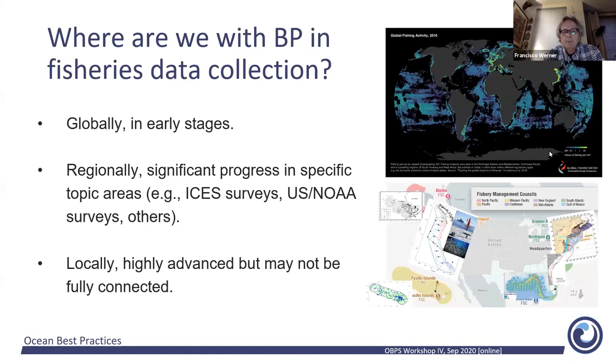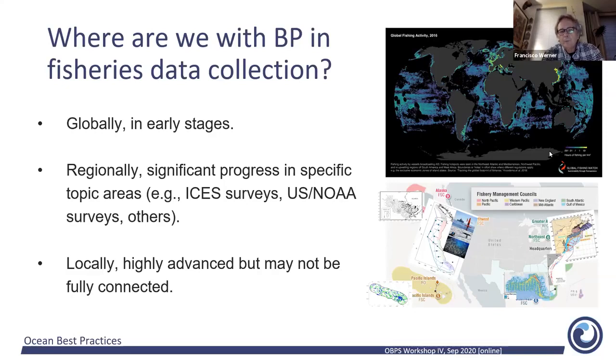is, so where are we in best practices relative to fisheries data collection? And you can think of it in terms of different scales. Globally, I have a picture there on the top right of basically a satellite image or a construction of global fishing effort. For particular things you might be able to do it, mapping out where different fishing efforts happen. But that's really in early stages. To have a global view of fisheries, it's almost like a difficult question to pose. How do we do that?